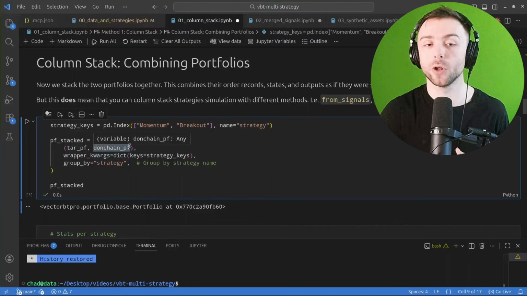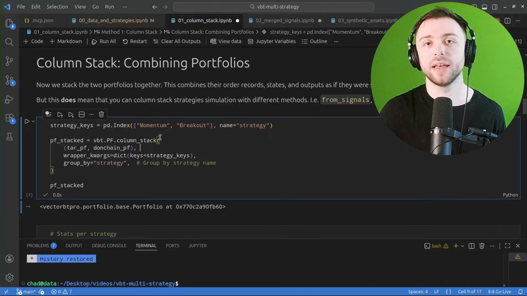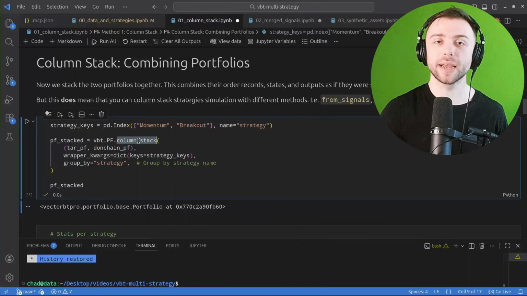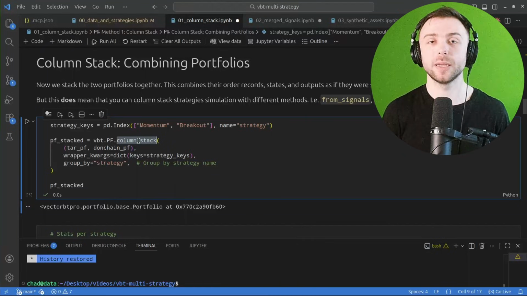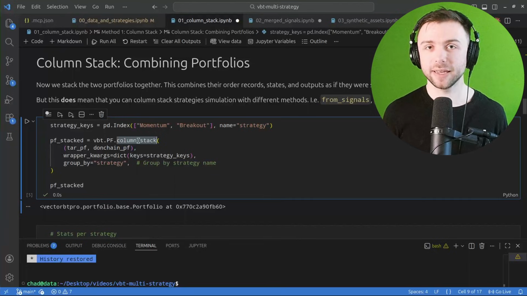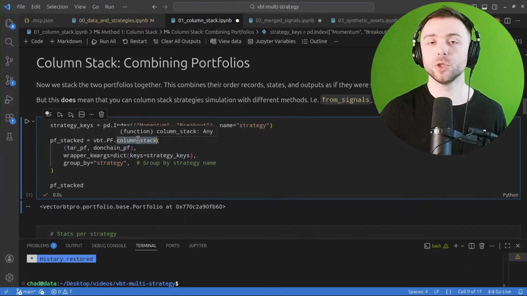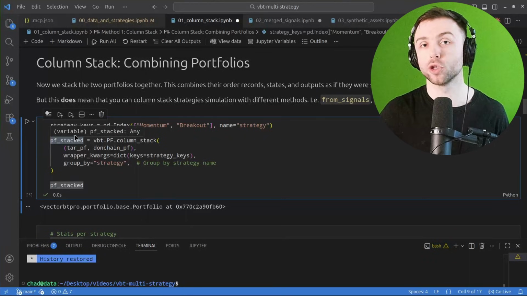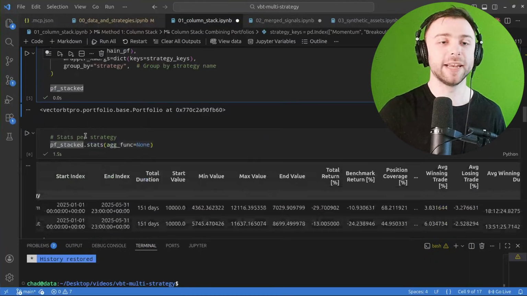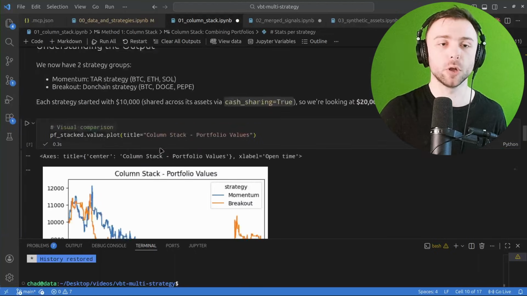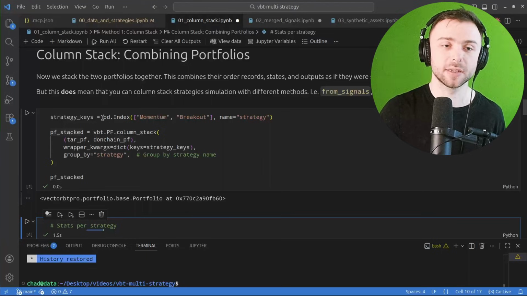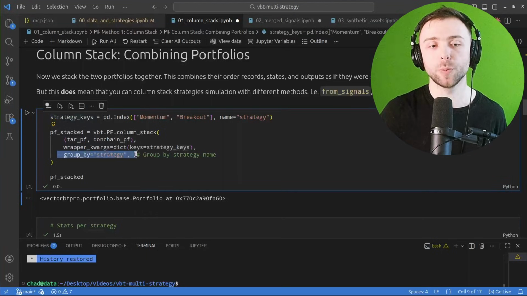So each portfolio object, for example, will have a list of all the orders that were executed during that simulation. Column stack will attempt to combine these two lists of orders together. Similarly with returns, pricing data, etc. It will attempt to stack all of those and combine that into one larger portfolio structure that contains all of that information, and you can call any of your common stats or plotting functions that you're familiar with on the portfolio object itself. In our case, I'm creating these strategy keys and I'm grouping by strategy.